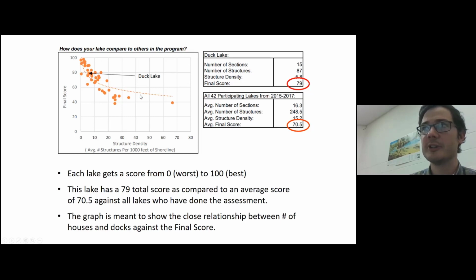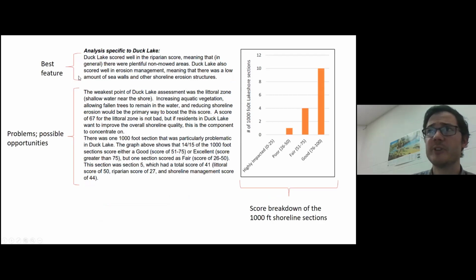We supply other data just for interest as well as for action, is that we see where increasing density of buildings along a shoreline and the final score are closely related. And so it's important to see that, where if you have more and more homes on the shoreline, you will have a lower final Score the Shore score. So we give a nice little summary of the best feature of the shoreline. We give problems and possible opportunities. So we kind of help lead you towards some solutions.